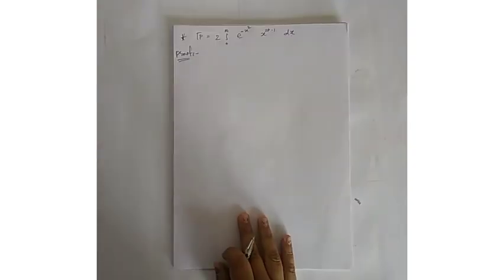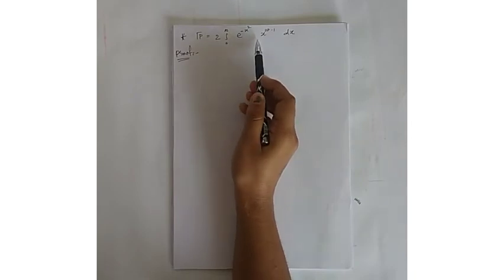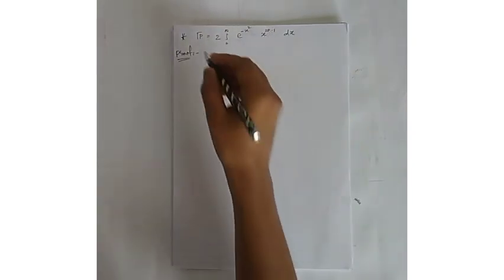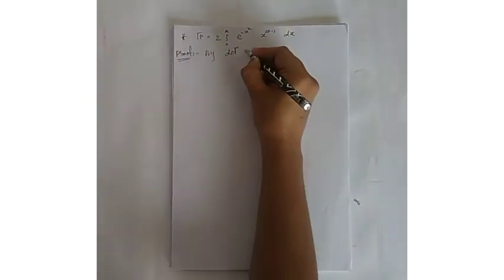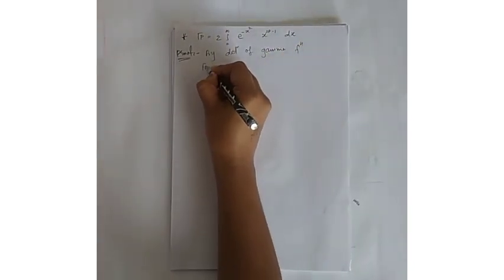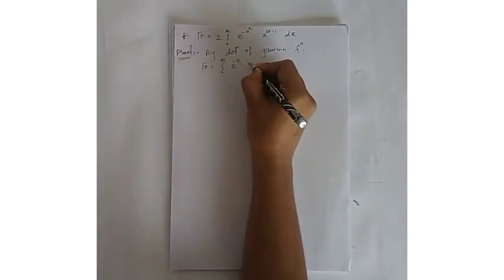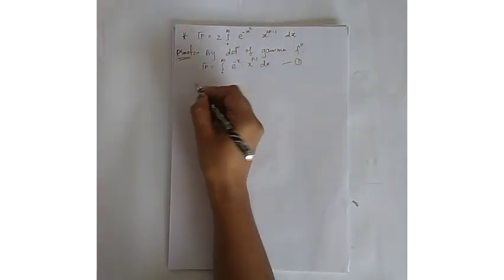The next form of the gamma function is gamma p is equal to 2 into integration with limit 0 to infinity e raised to minus x square into x raised to 2p minus 1 into dx. So let's prove this form. Again we are using the definition of the gamma function. By definition of the gamma function, gamma p is equal to integration with limit 0 to infinity e raised to minus x into x raised to p minus 1 dx. Call it equation number 1.